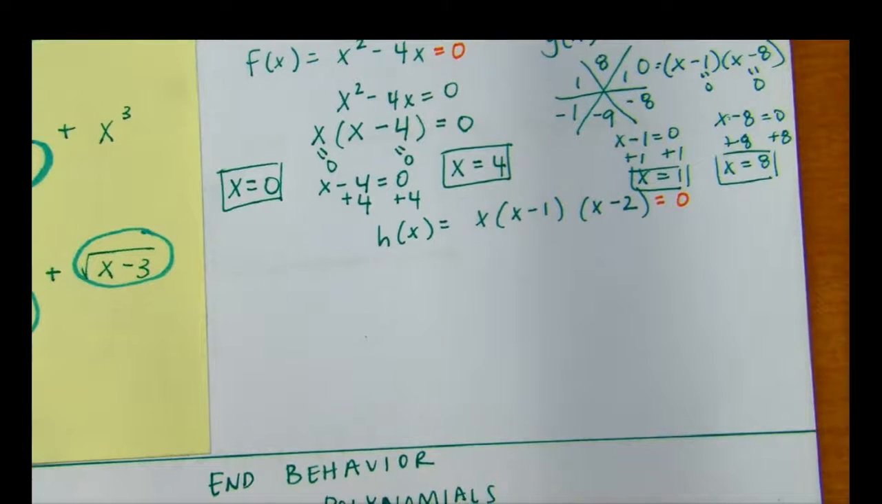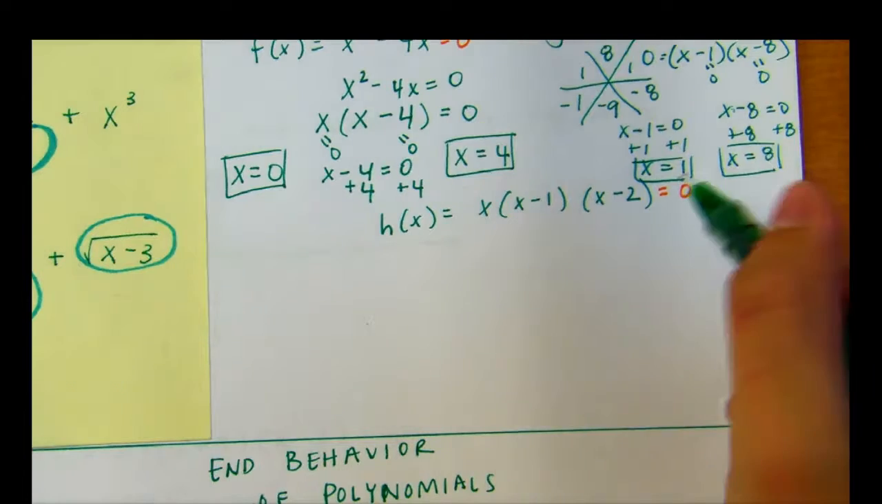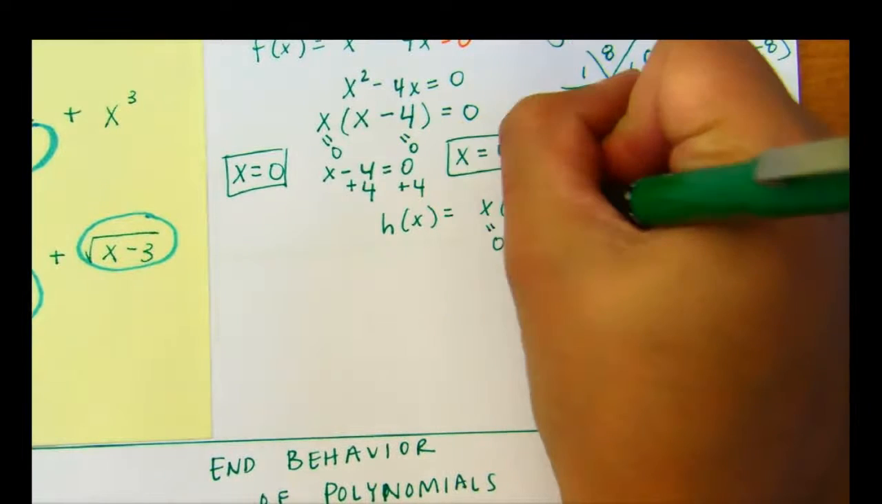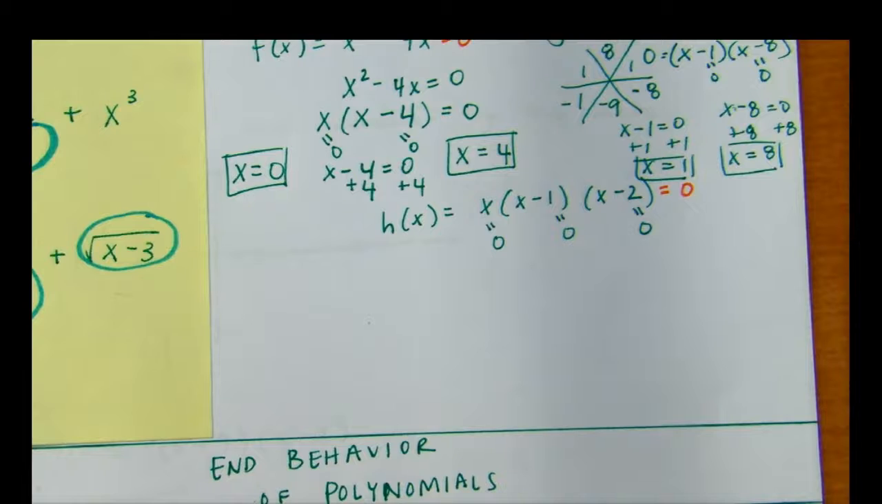Okay, the third kind of scenario that you might come across is when the equation is already factored out for you. So I give you something like h of x is equal to x times x minus 1 times x minus 2. And that makes it so easy. You just set each of those pieces equal to 0 just like you would if you factored it yourself. So this will give me 3 roots.